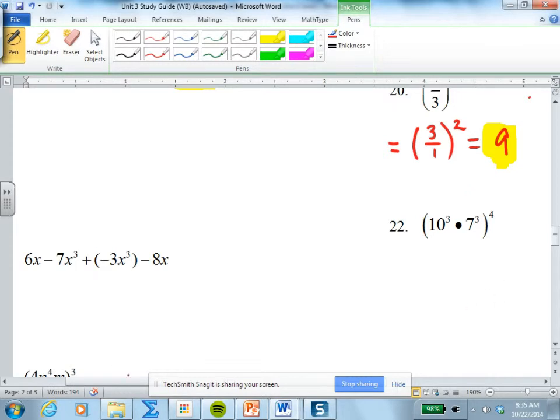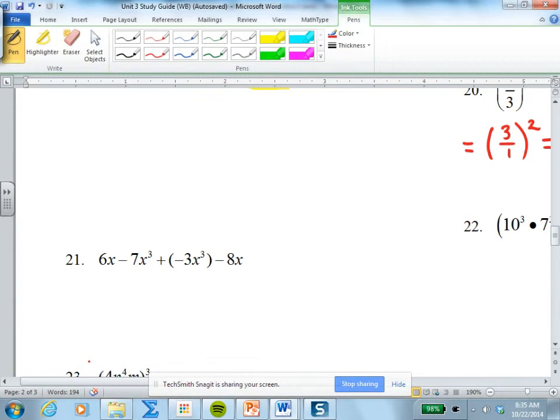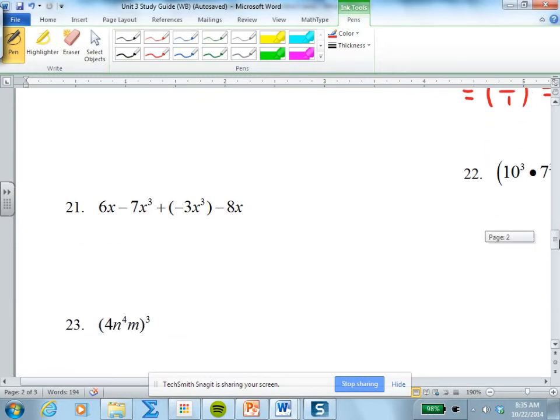Moving on to number 21. I guess 21 does come before 22. When we're adding and subtracting monomials, we're looking for like terms and like terms only. When I do that, I find the like terms are 6x and negative 8x. They'll combine to make negative 2x. And negative 7x cubed and negative 3x cubed combine to make negative 10x cubed. I don't do anything with the exponents. I very simply just add the coefficients. We've been doing that for a couple units now, but it does get a little confusing when you have all these other rules when you're multiplying and raising things to powers.